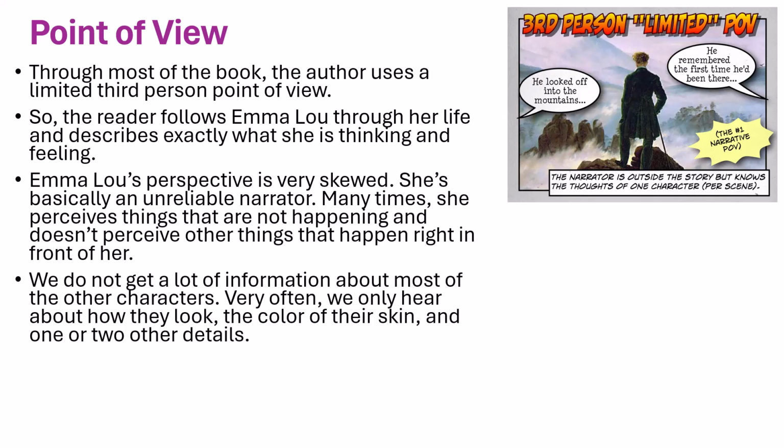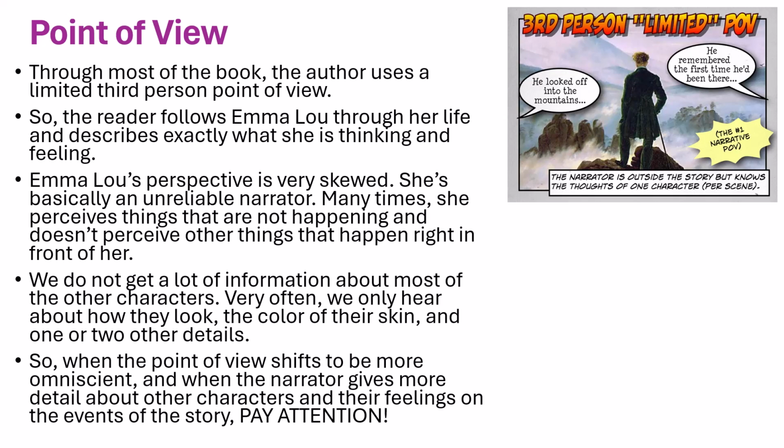As I said, we don't get a lot of information about the other characters, but when the point of view shifts to be a little more omniscient third person, it means that the author is showing what all the characters think and what they say and what they do. This only happens a few times, so you really need to pay attention to what the other characters are thinking, particularly Alva, and how that is so much different from what Emalu thinks. And how her perception of events is completely different from possibly what's actually going on.